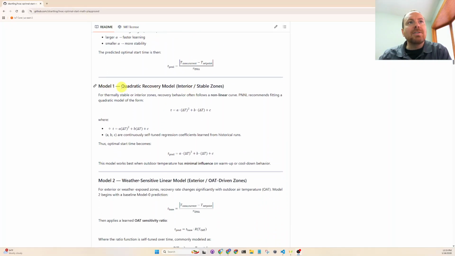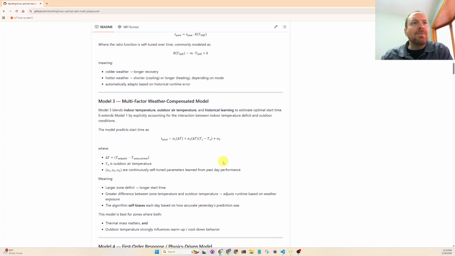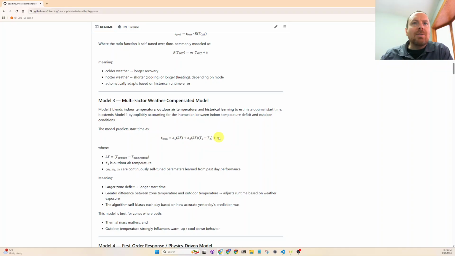And then there's this fancier model, a quadratic equation that's talked about using the delta temperature and creating a quadratic math equation. The delta temperature is the zone temperature that's drifted when the building's unoccupied compared to the occupied set point. And then there's also model 2, which is the linear degree per minute model with some kind of a ratio defined that factors in outdoor air temperature. Model 3, which is a multiple linear regression model.